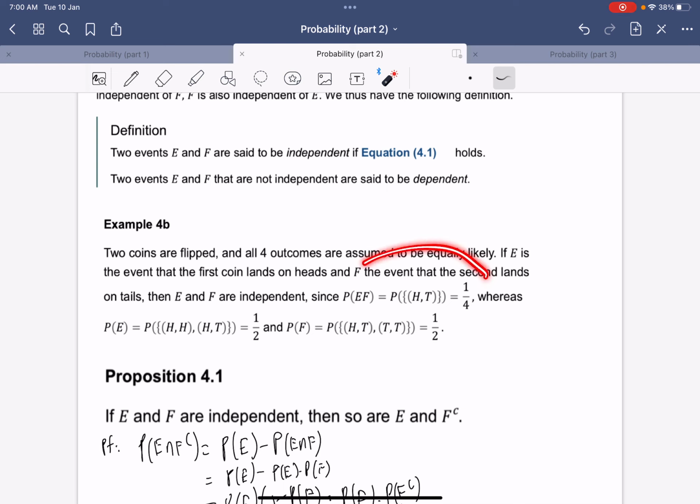And really, you can prove this by saying the probability of E intersect F is 1/4, whereas the probability of E is half and the probability of F is half. And so you can see that the probability of E intersect F is equal to the probability of E times the probability of F directly.